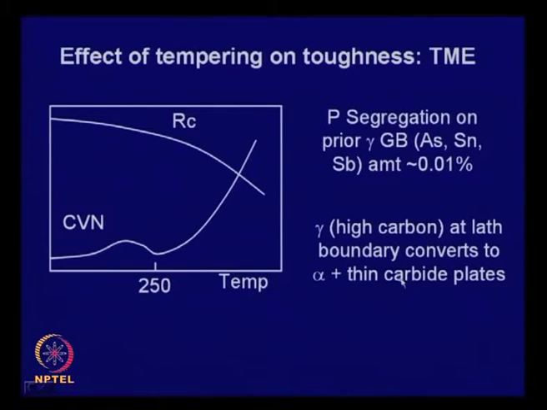And people have also thought about another cause. One is segregation; another is that there is some amount of high carbon retained austenite. The austenite which forms towards the end can sometimes have high carbon content, and at lath boundaries this retained austenite with high carbon content converts into ferrite plus thin carbide plates, and this makes it brittle.